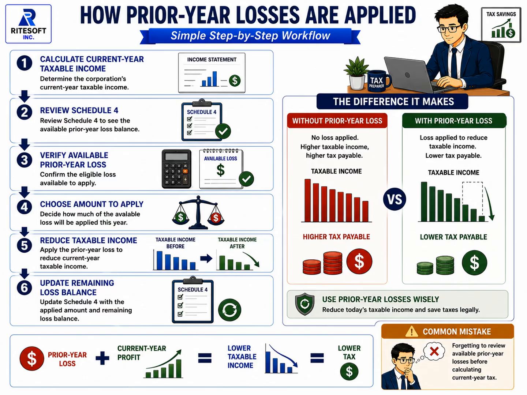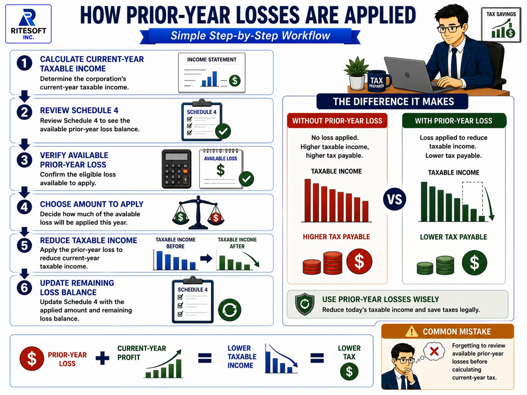One of the most common mistakes made by beginners is forgetting to review Schedule 4 before calculating the corporation's income tax. If available losses are overlooked, the corporation could end up paying more tax than necessary. The key idea is easy to remember. Before calculating the current year's corporate income tax, always review Schedule 4 for available prior year losses. Apply eligible losses carefully, reduce taxable income appropriately, update the remaining balance, and maintain accurate records for future taxation years.